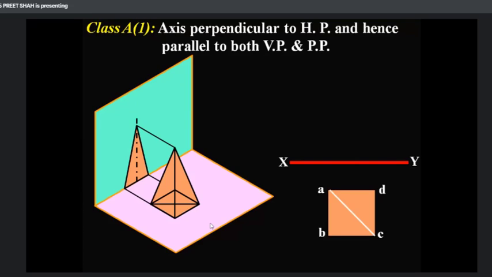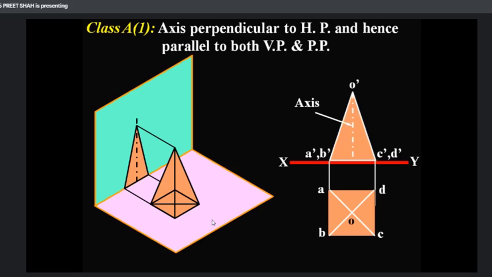So here I will draw the true shape of base below the xy line. Then you will find out the apex point. How will you find out the apex point? You join the diagonal points, where they intersect, that is point O. Now from that point O, you will draw one axis, whatever the length of the axis, you will mark above the xy line and join with A dash B dash and C dash D dash.